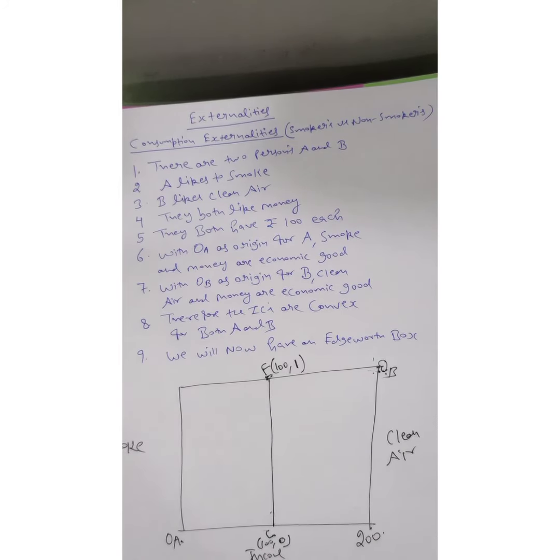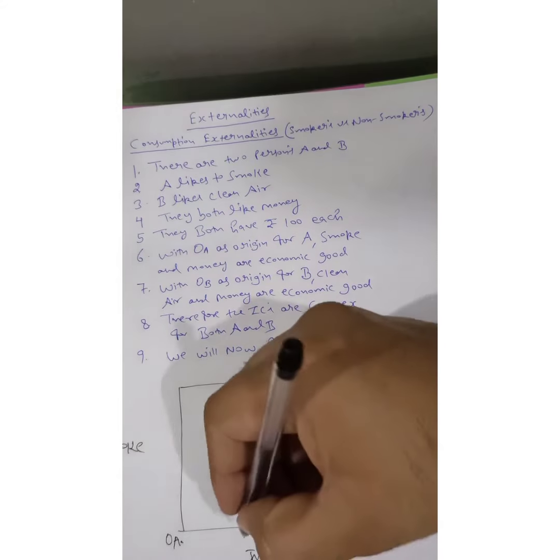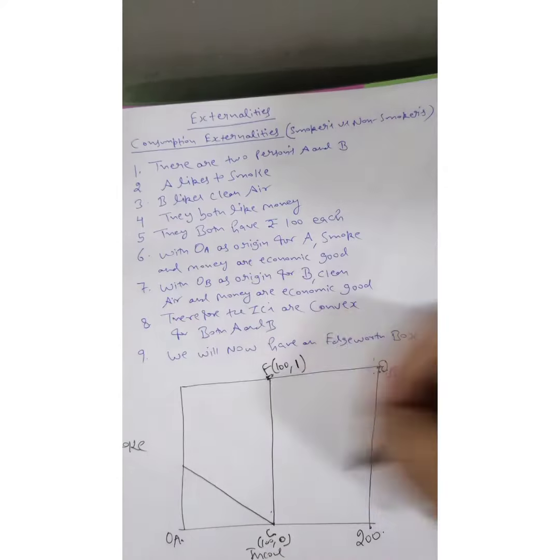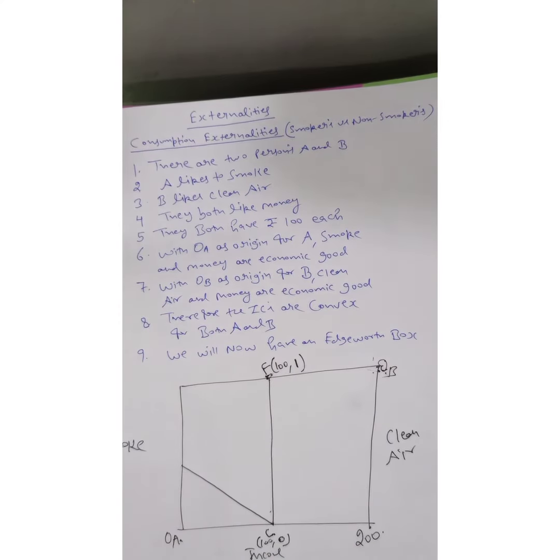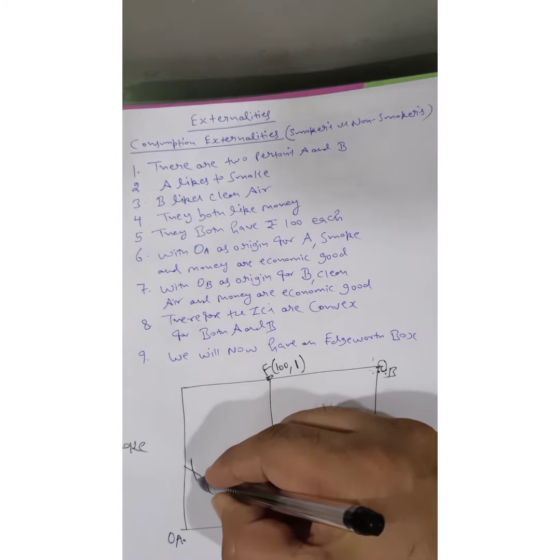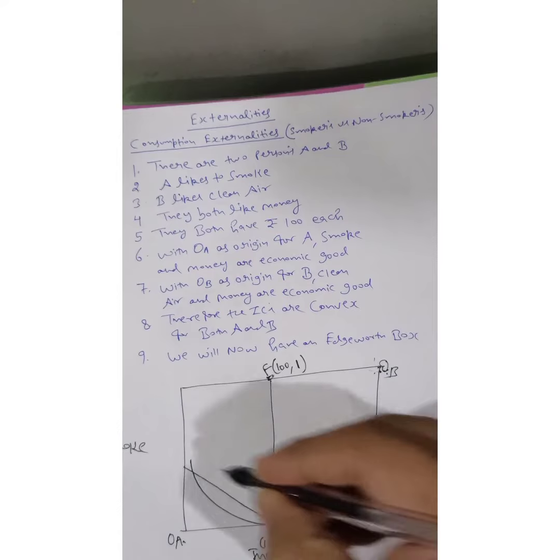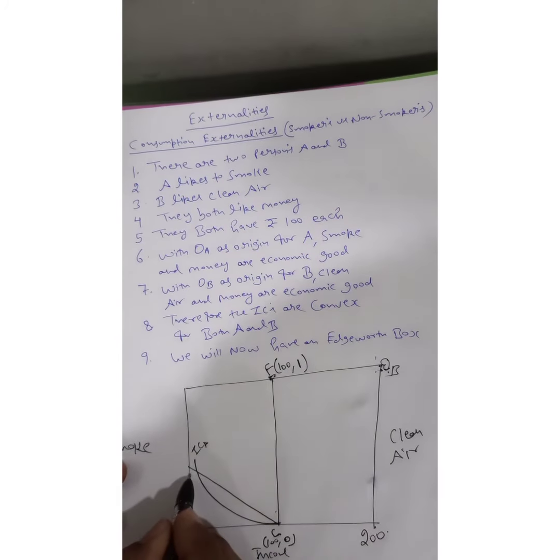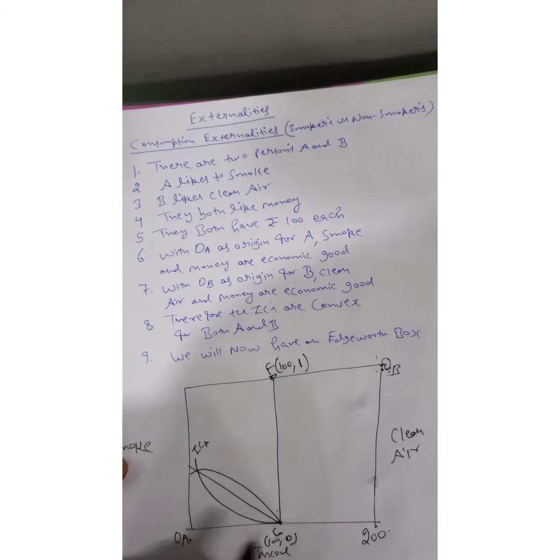So before we proceed further, let's show you something. This is an imaginary, you can say transaction line, budget line, whatever you want to call it. And suppose these were the ICs. This IC is for A and this IC is for B.